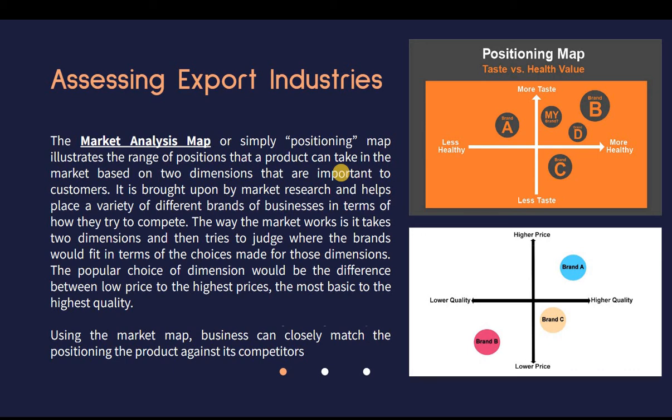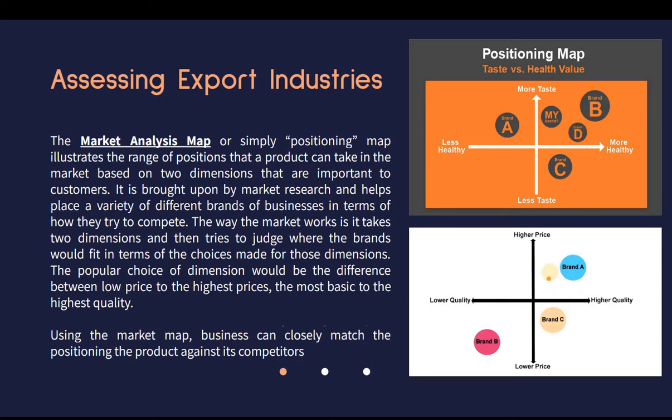The way the market works is it takes two dimensions. In this example, we have taste and health. So let's say your product is this one. This is your brand. And then you have brand B, which offers higher taste and more healthy products. You also have competitors such as brand A, which is tasty but less healthy, and brand C, which is less tasty but a little bit more healthy. So it's up to you to determine where you would like to position your product.